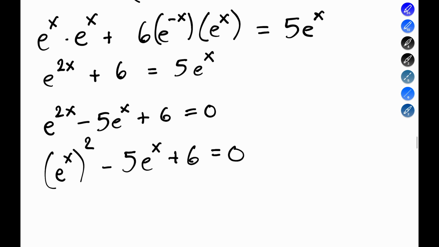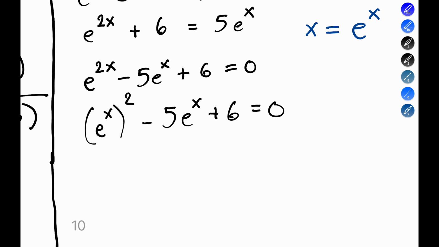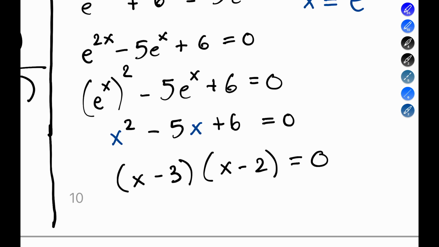So what we want to do is set x equal to e to the power of x. So this change formula is going to be x squared minus 5x plus 6, that is going to be equal to 0. And now we could easily factor this quadratic, and we are going to get x minus 3 times x minus 2, that's going to be equal to 0.